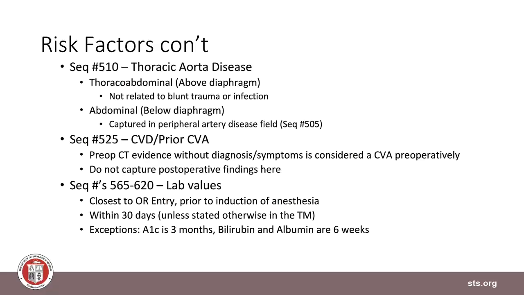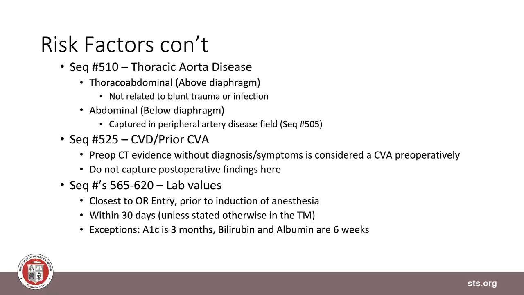In sequence number 510, previous thoracic aorta disease is considered to be above the diaphragm and not related to blunt trauma or infection. For example, a patient who suffered dissection of the aorta after a car accident would not be considered to have disease of the thoracic aorta and should not be captured here. The area of the aorta below the diaphragm is called the abdominal aorta. Diseases of the abdominal aorta are to be captured in the peripheral artery disease section, sequence number 505. This would include procedures for abdominal aortic aneurysms.